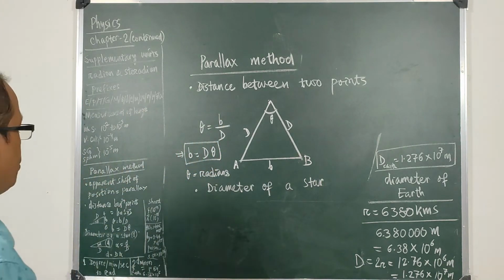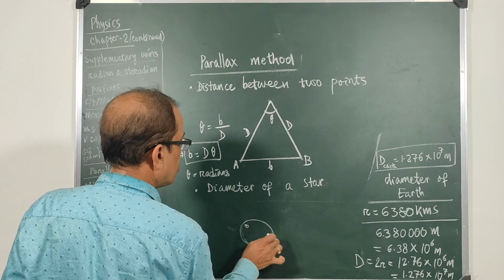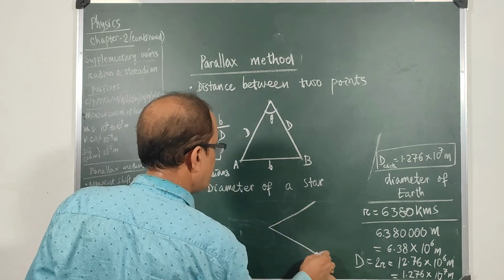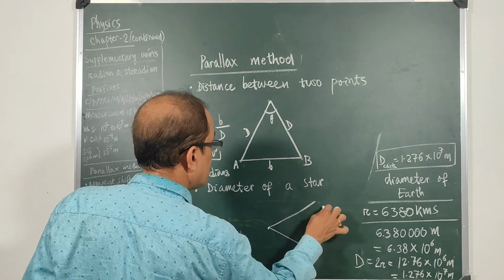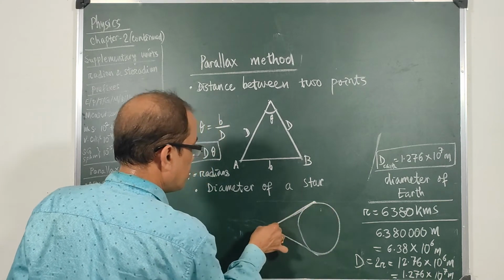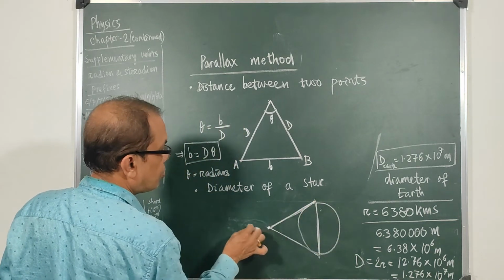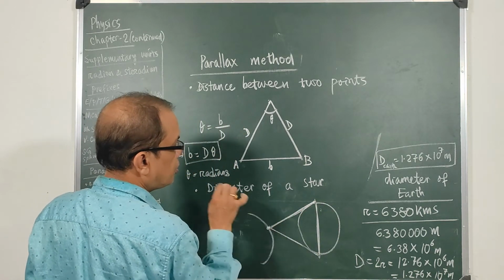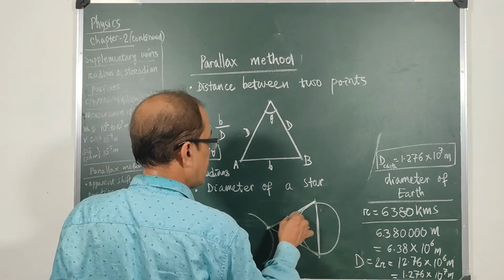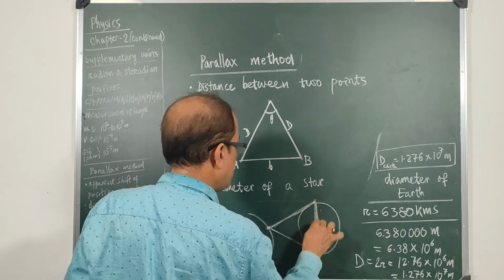In this case, we take two different positions. We measure the same from two different points. Suppose the star is here. The diametrically opposite points are measured from a point. Suppose on earth we are here. I want to measure the diameter of the star. So I will take this value and that value, and this is the diameter of a star.